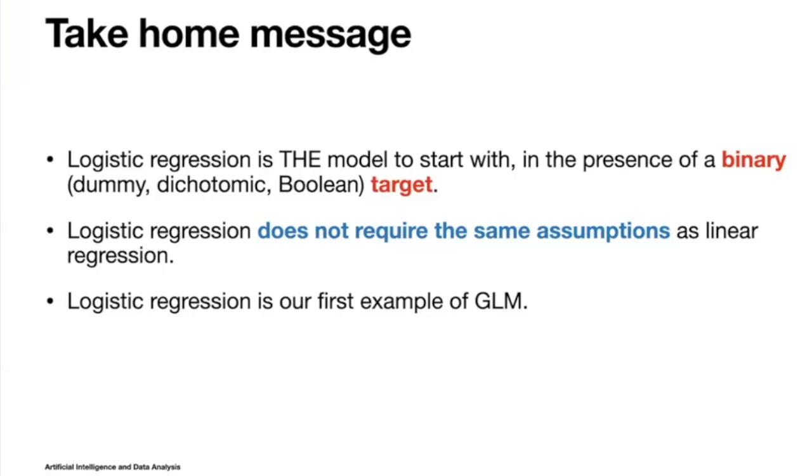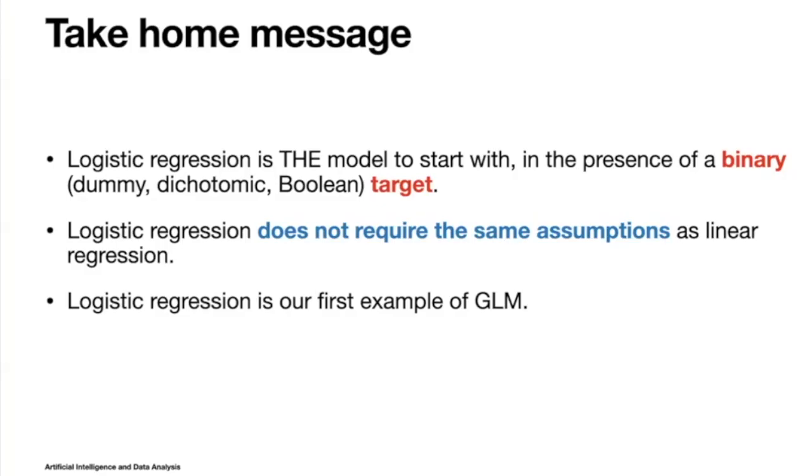A binary target, also known as a dichotomic target, a Boolean target, a dummy target, is a categorical target that can only attain two values, and the two values represent two different categories. Now, we will see that the assumptions that we need in logistic regression are not the same that we have used for linear regression.